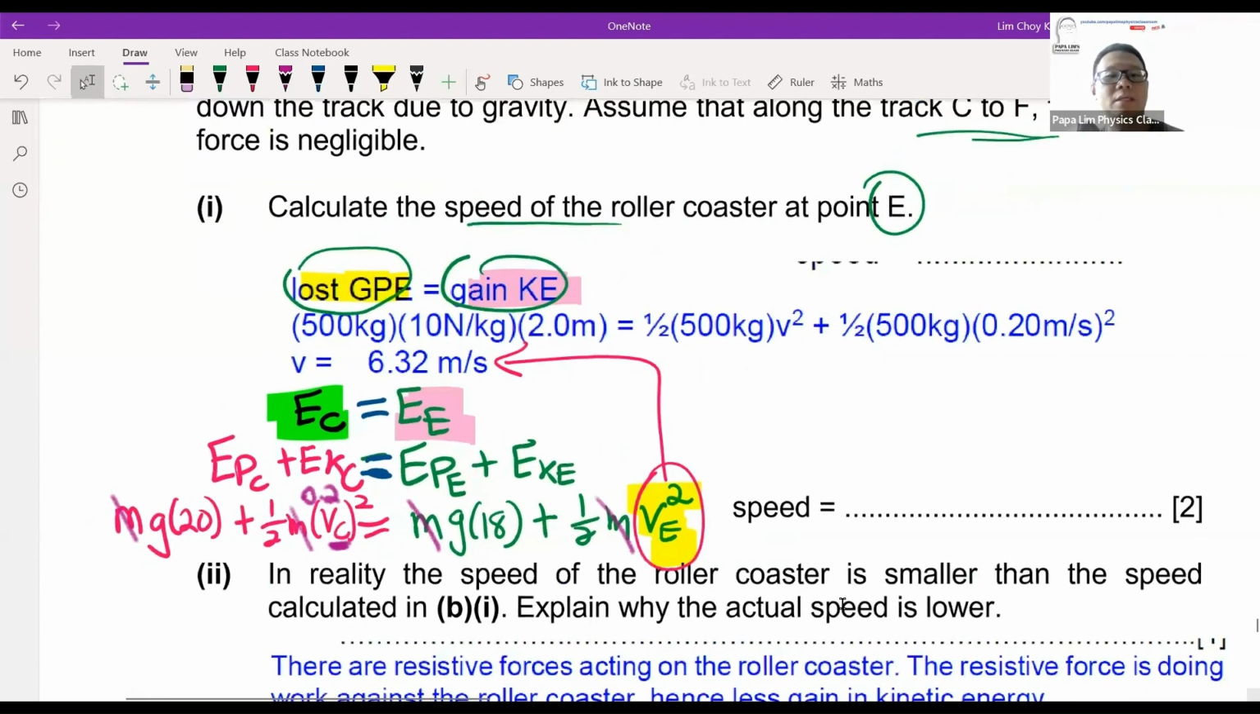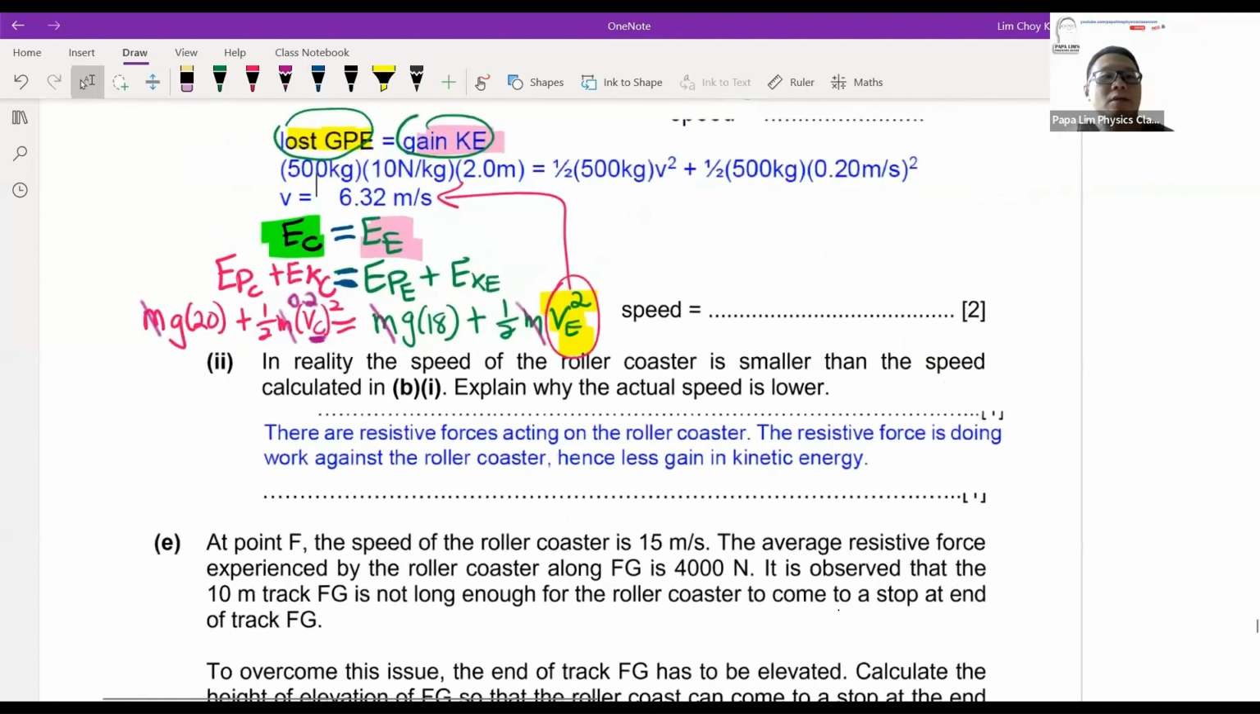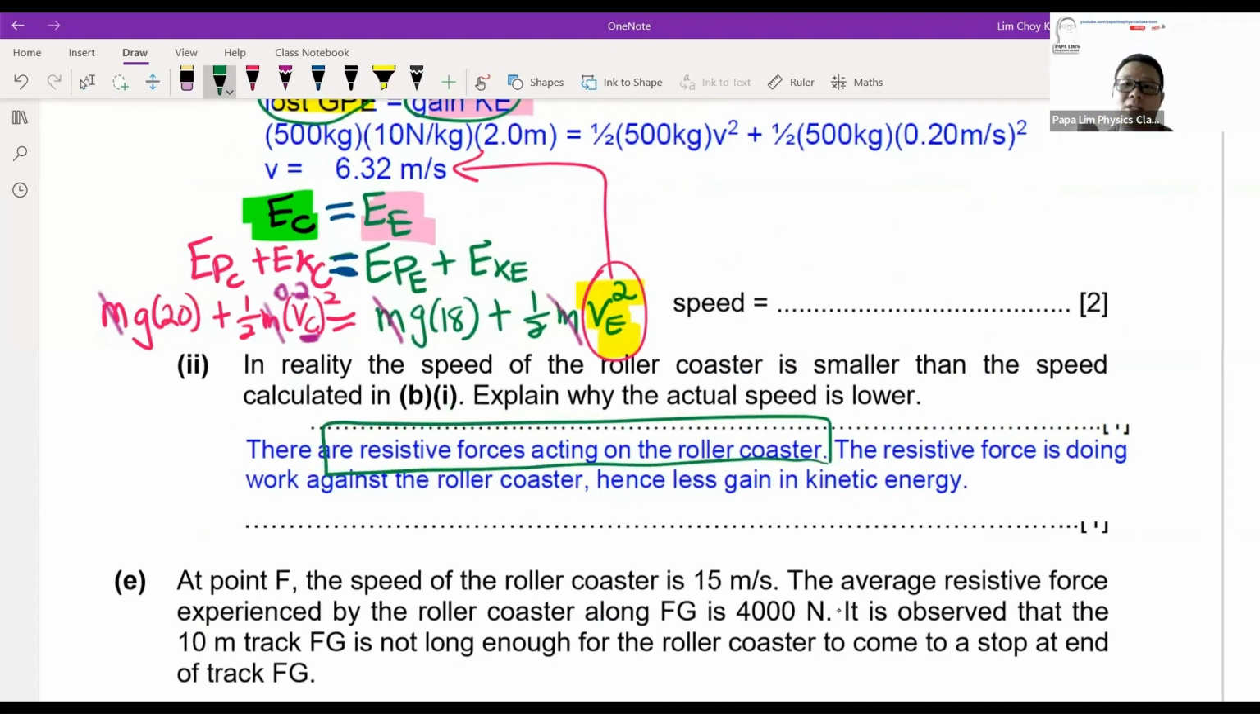Now, in reality, the speed of the roller coaster is smaller. Definitely. Why is it smaller? This one is a classic example. Why is it always smaller? Because in this question, we didn't factor in any resistive force along the track or even in the track itself. Along the track, at point C, point E, all of this, there will be friction, and we have not even factored in air resistance yet. So there will be different losses due to air resistive force.